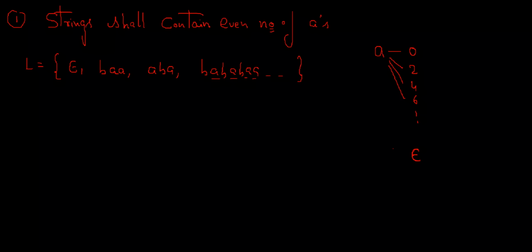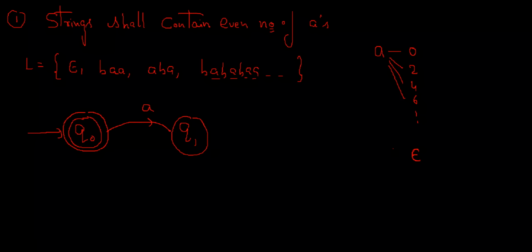By epsilon we are not talking about B. If 0 is considered as an even number, then the minimum string is epsilon. So now your initial state will be your final state. If no input is there, then your initial state will be the final state. Now what happens if you have 1 A? If you have 1 A, it is not accepted. You are going to state Q1.